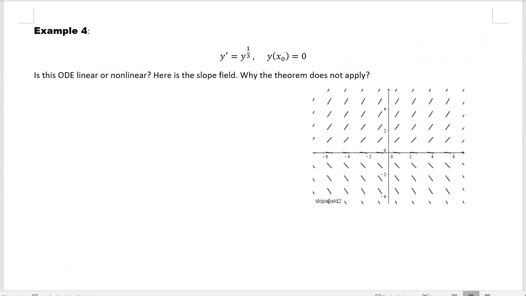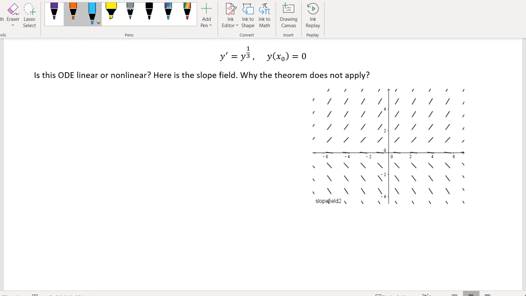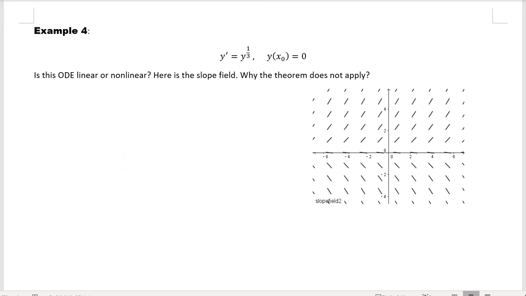So example 4. Is this ODE linear or nonlinear? So here is the slope view. Why does the theorem not apply? Let's see what happened.